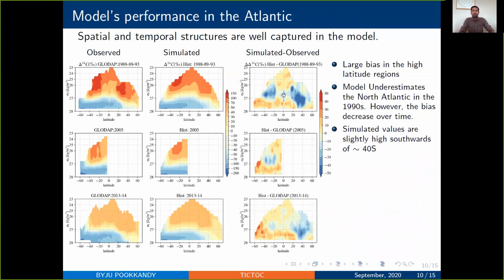In a similar way, analyzing the model's performance in the Atlantic shows that the spatial and temporal structures are well captured in the Atlantic Ocean as well, especially the deep penetration of radiocarbon in the North Atlantic, and there is a strong north-south gradient in the deep Atlantic. Looking at the biases, the model underestimates the North Atlantic in the deep ocean, but the bias decreases with time. Also, there is a positive bias south of 40 south, which is increasing over time.